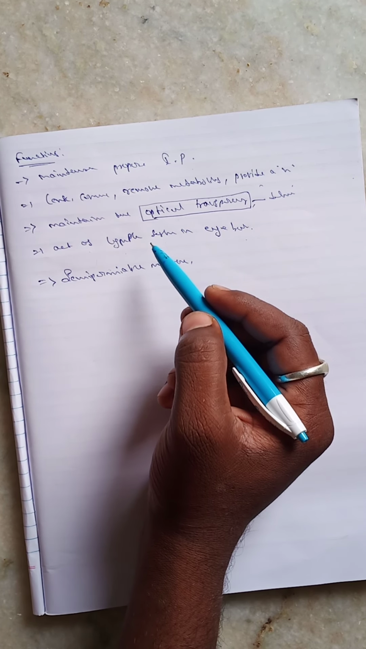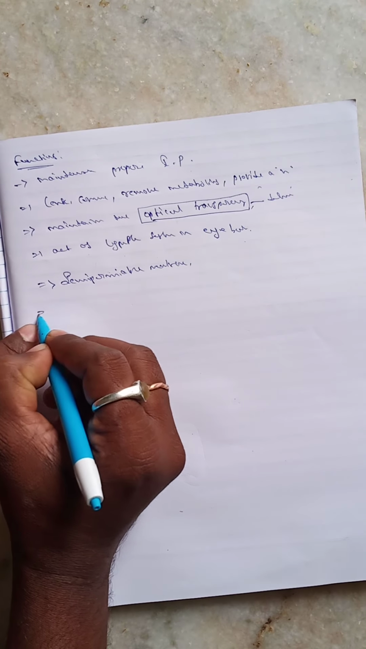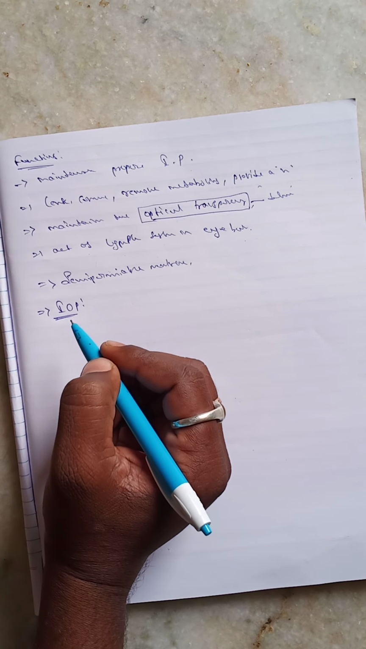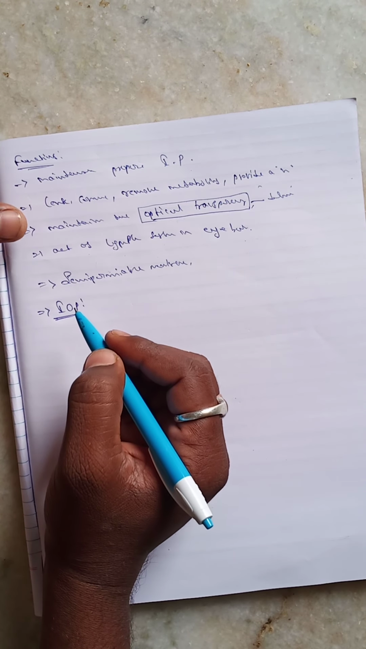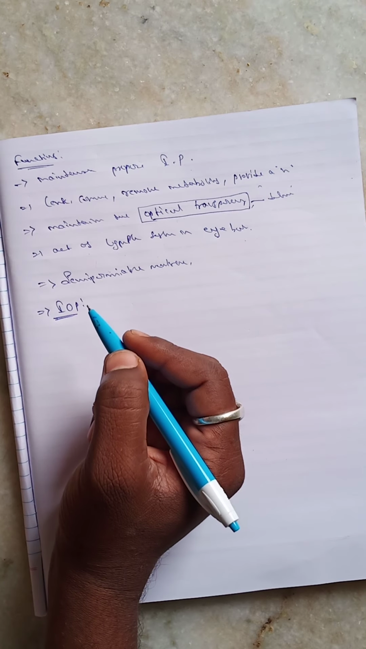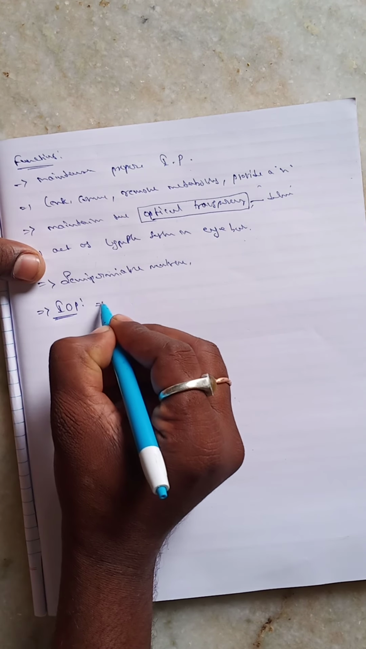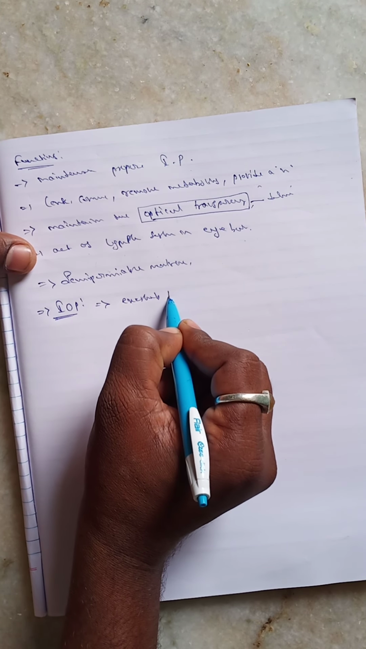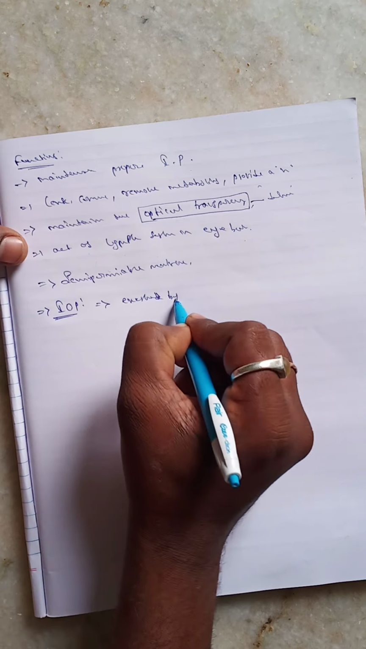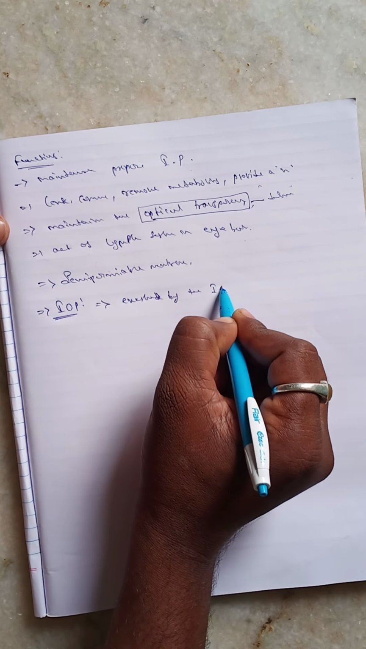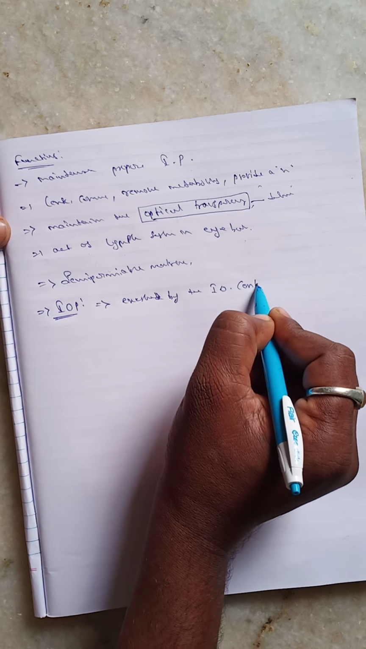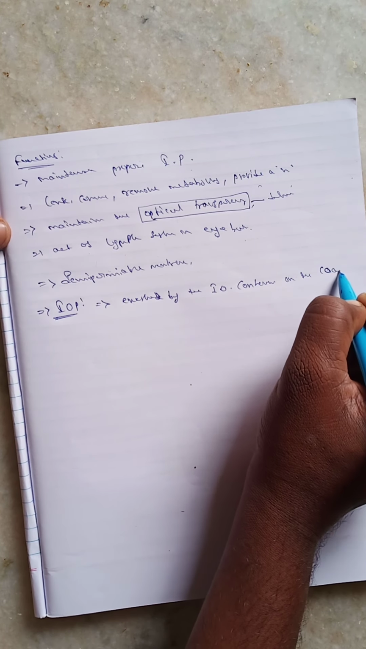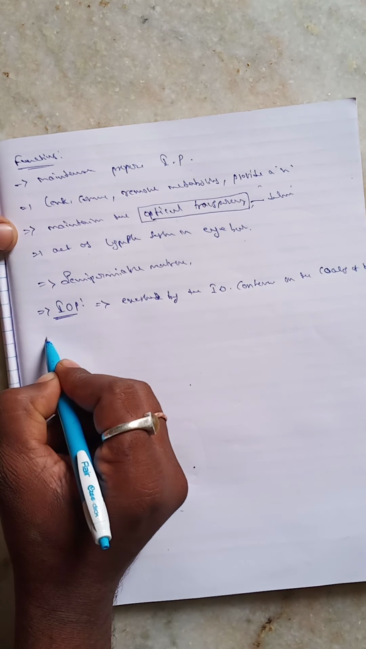Now we discuss the intraocular pressure, IOP. Intraocular pressure is the pressure exerted by the intraocular contents on the coats of the eyeball.